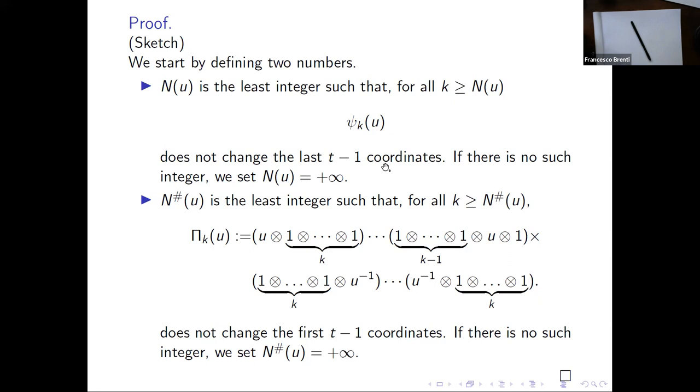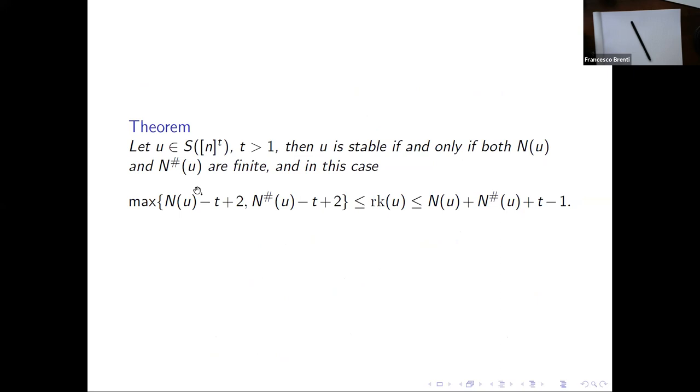And there is a dual definition, which is very similar. You don't want it to change the first t minus 1 coordinates, and you don't have psi sub k, you have something similar defined in a similar way. So you have these two numbers, and you can prove this result. You take a permutation of the t-dimensional discrete hypercube, then U is stable if and only if both of these are finite. And if they are finite, you actually get a bound on the rank. The rank is at most the sum of these numbers plus t minus 1, and at least the maximum of these two.